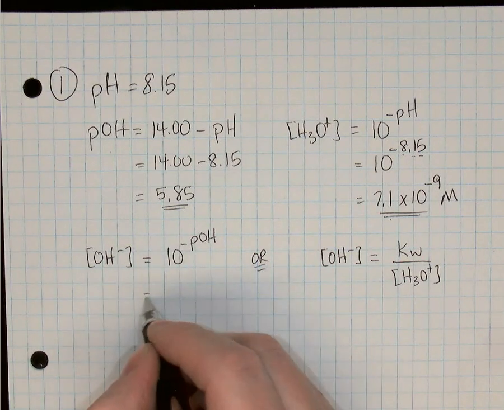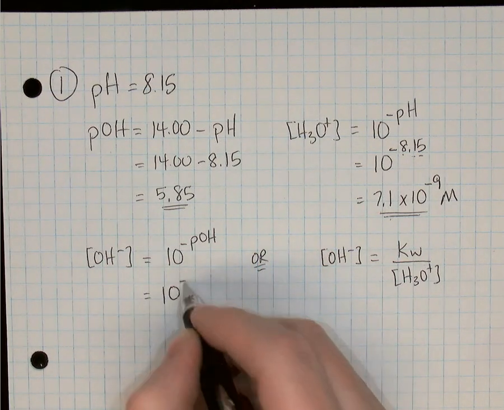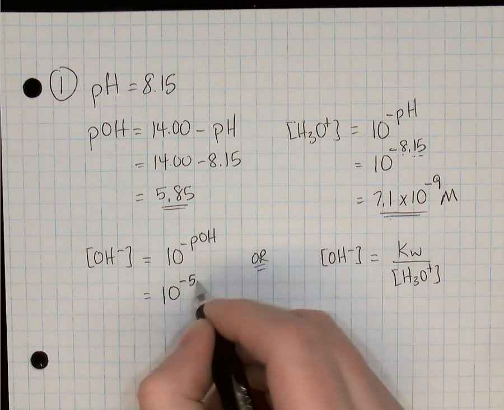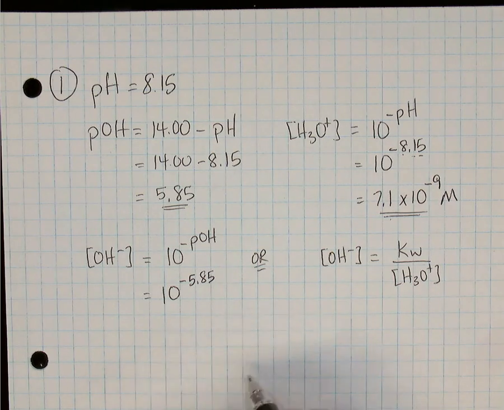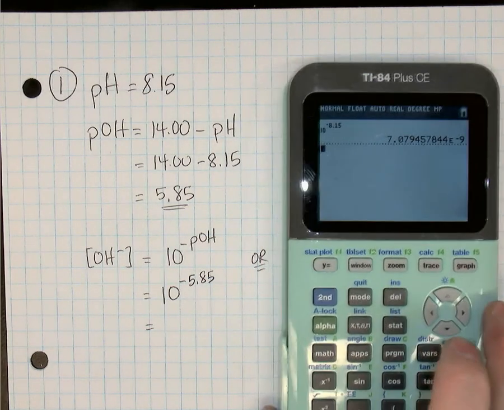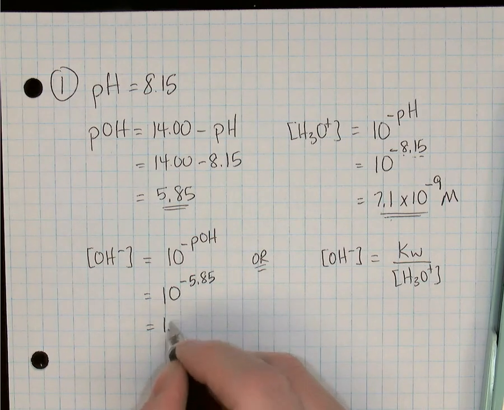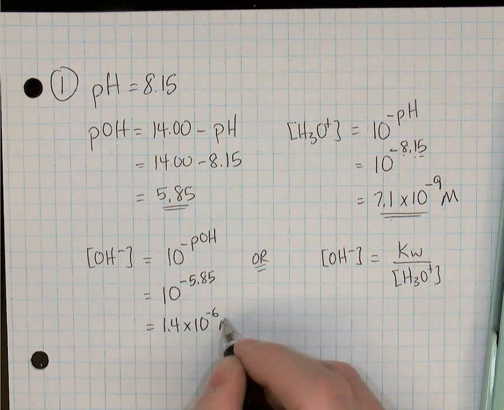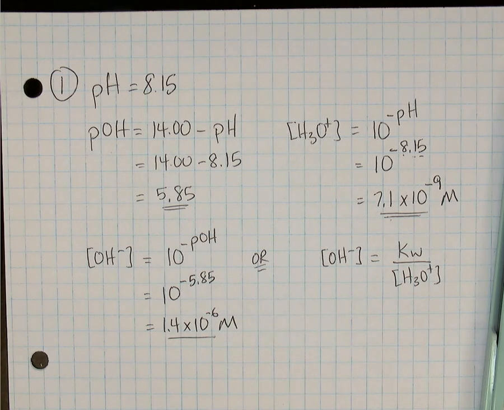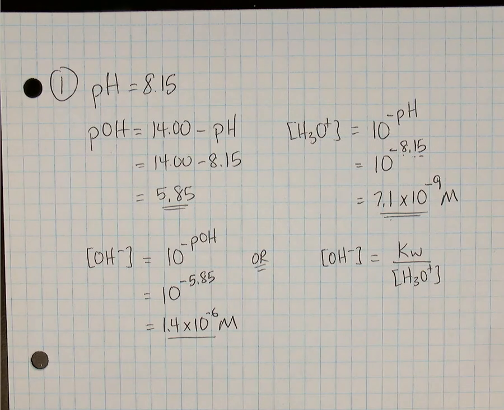So the first one is going to equal 10 to the power of negative pOH, so negative 5.85. Grab your calculator and try to evaluate that. So again, you're going to use the second function logarithm feature. So second function log 10 to the power of, and then negative 5.85, and I get 1.4, and then I look over at the end, E minus 6. So 1.4 times 10 to the minus 6 molarity is the concentration of hydroxide. Now let's see if we get the same answer using the other equation.